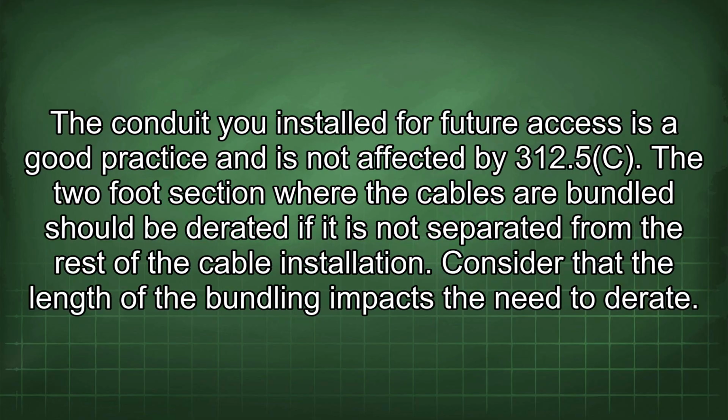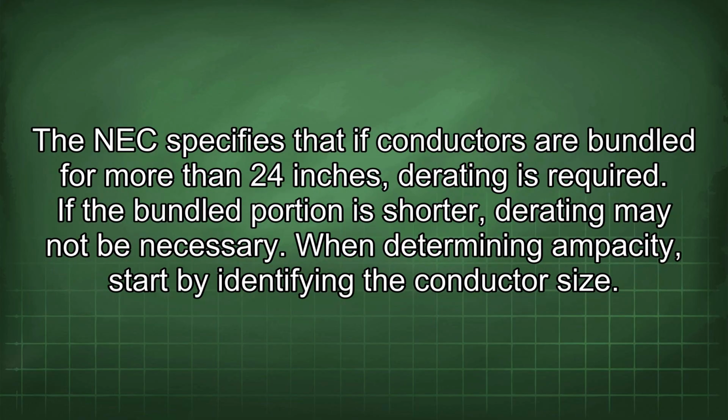The conduit you installed for future access is a good practice and is not affected by 312.5c. The 2-foot section where the cables are bundled should be derated if it is not separated from the rest of the cable installation. Consider that the length of the bundling impacts the need to derate. The NEC specifies that if conductors are bundled for more than 24 inches, derating is required. If the bundle portion is shorter, derating may not be necessary.